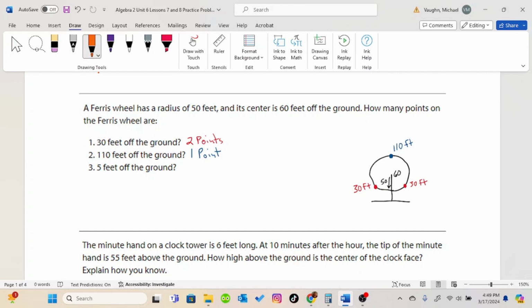And number 3, how many points are 5 feet off the ground? Well, we said it was 60 feet to the center, and the radius is 50. So the bottom of the Ferris wheel is 10 feet off the ground. That means 5 feet is halfway to the bottom of the Ferris wheel, so it is not even on the Ferris wheel. So that would be 0 points.